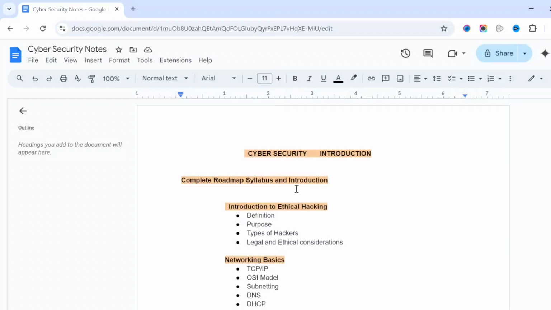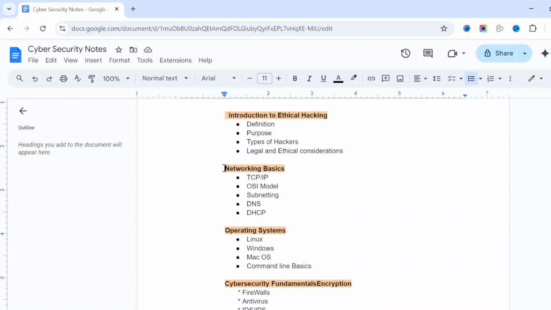First we need to go with the introduction to ethical hacking. In this ethical hacking topic we need to cover the definition of ethical hacking, the purpose of using ethical hacking, types of hackers, and legal and ethical considerations. So these are the topics to be covered in the introduction to ethical hacking. This is the first concept.